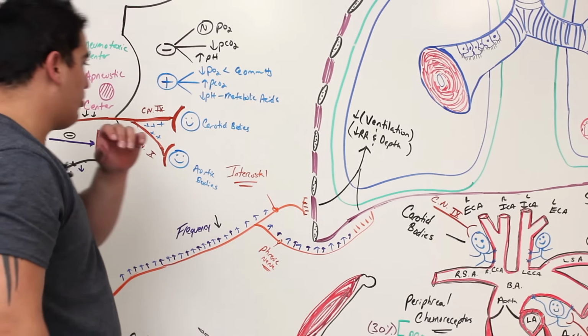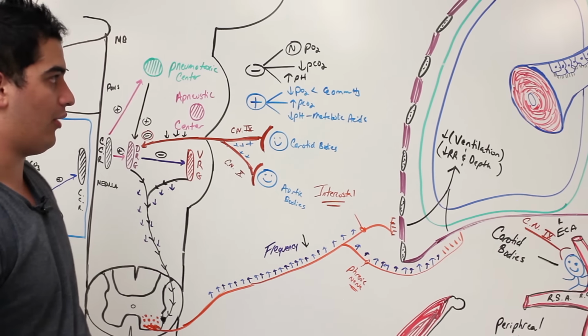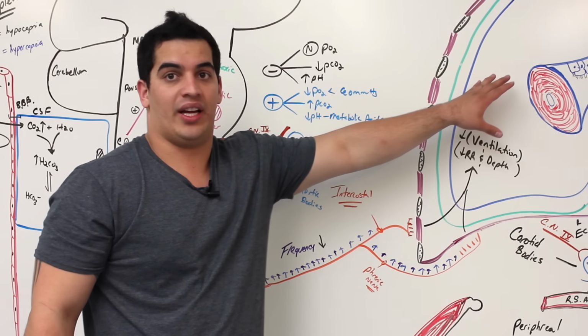So we did peripheral chemoreceptors, we did central chemoreceptors, sweet deal. Now let's go ahead and talk about some of these actual receptors over here in the lungs.